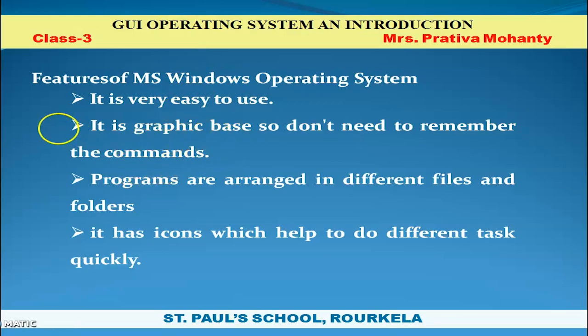Then the third point, programs are arranged in different files and folders. All programs are arranged according to their type. It uses a set of icons to represent files and folders. So it has icons which help to do different tasks quickly. These all are the features of the MS Windows operating system.